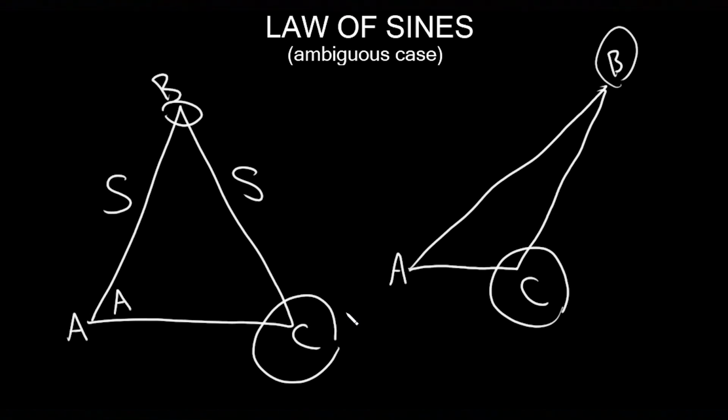Also, keep in mind, when you're dealing with side-side angle, there are three possibilities. You could have no triangles, you could have one triangle, or you could have two triangles. And we're going to cover all three scenarios in this video. So why don't we go ahead and take a look at our first example.